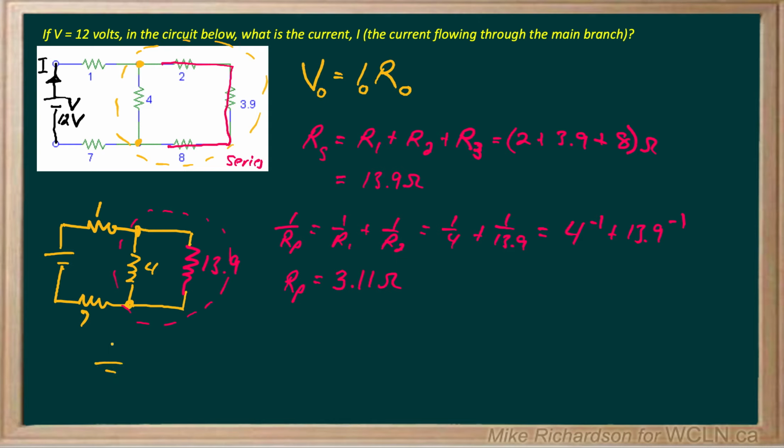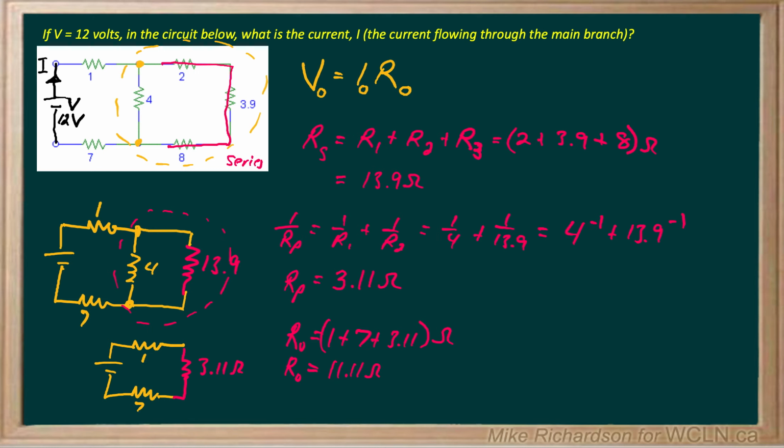I get 1 ohm, and my 7 is still there. And I've replaced the 4 and the 13.9 with a single resistance that's now 3.11. And we see there a simple series circuit. So my equivalent, my total resistance, will be 1 plus 7 plus 3.11 ohms. So that becomes 11.11 is my overall resistance.